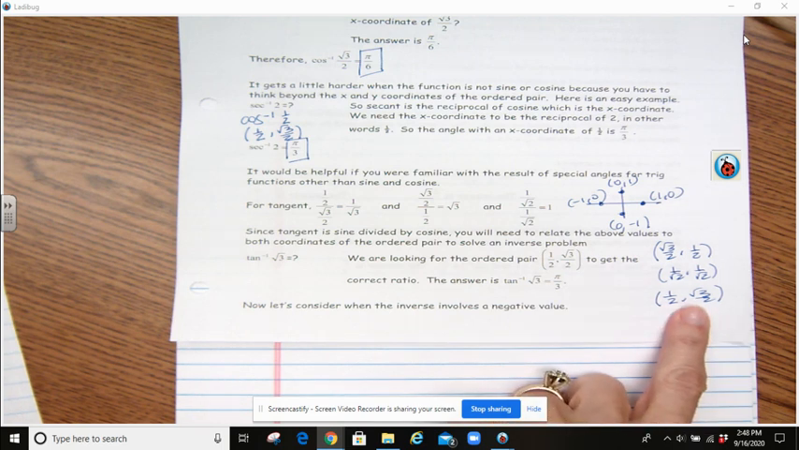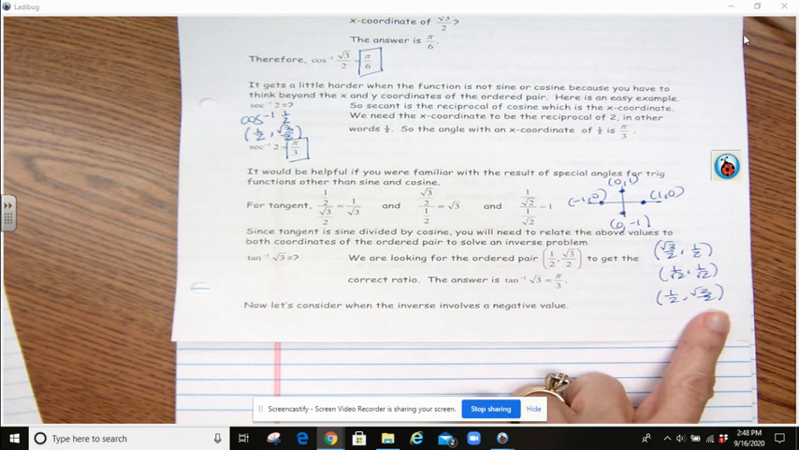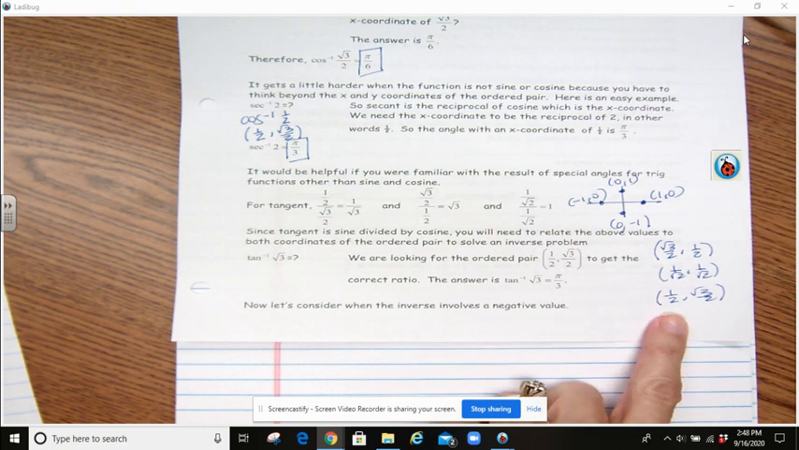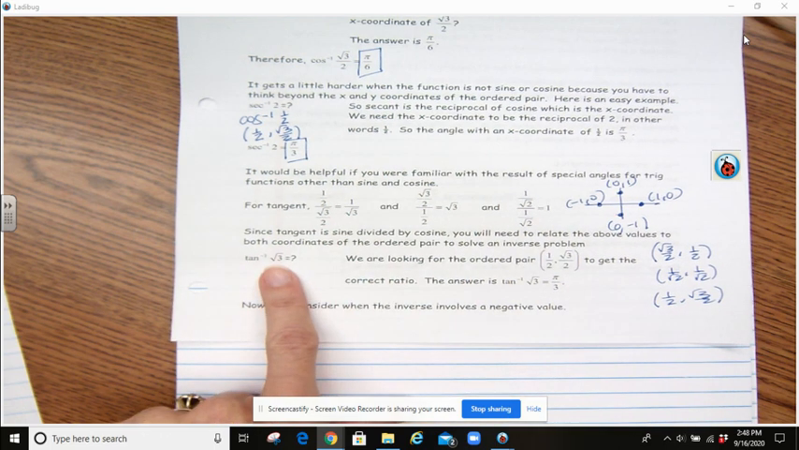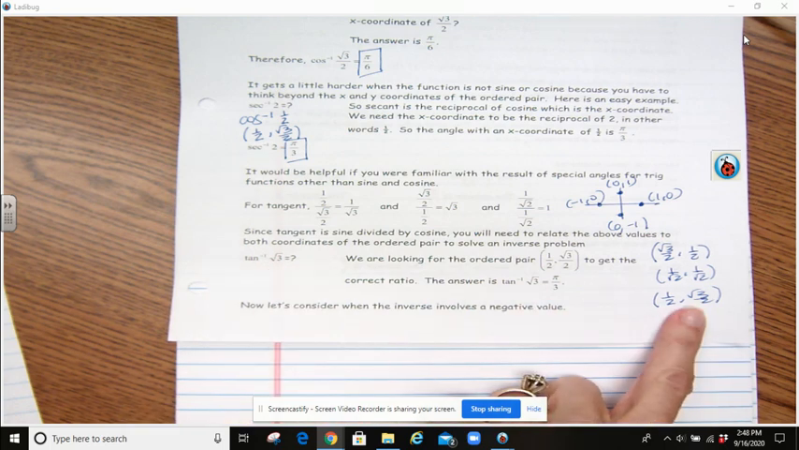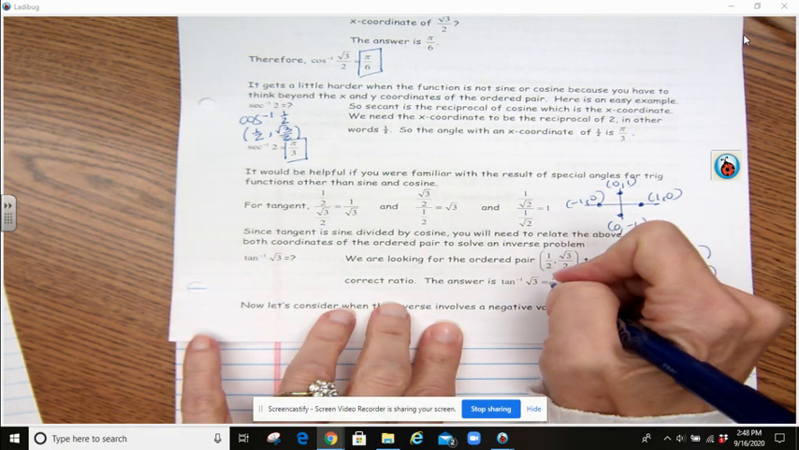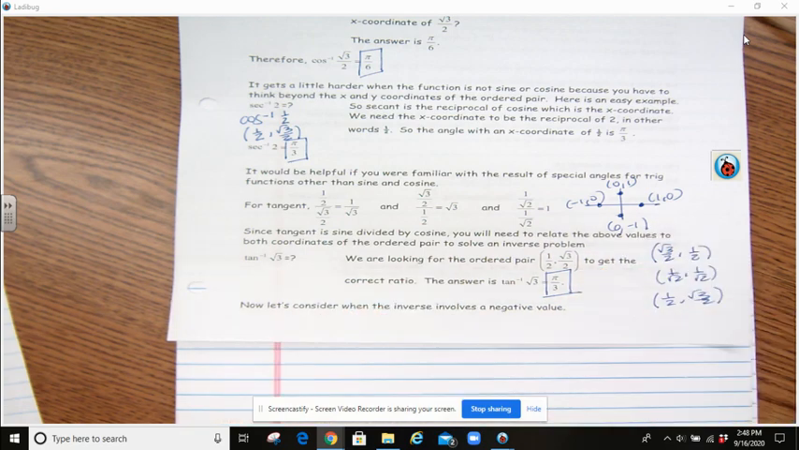And this is the winner right here. Okay, if you do square root of 3 over 2 divided by 1/2, that is how you will get a tangent value of square root of 3. So what angle uses that ordered pair? That would be pi over 3, and that's the answer.